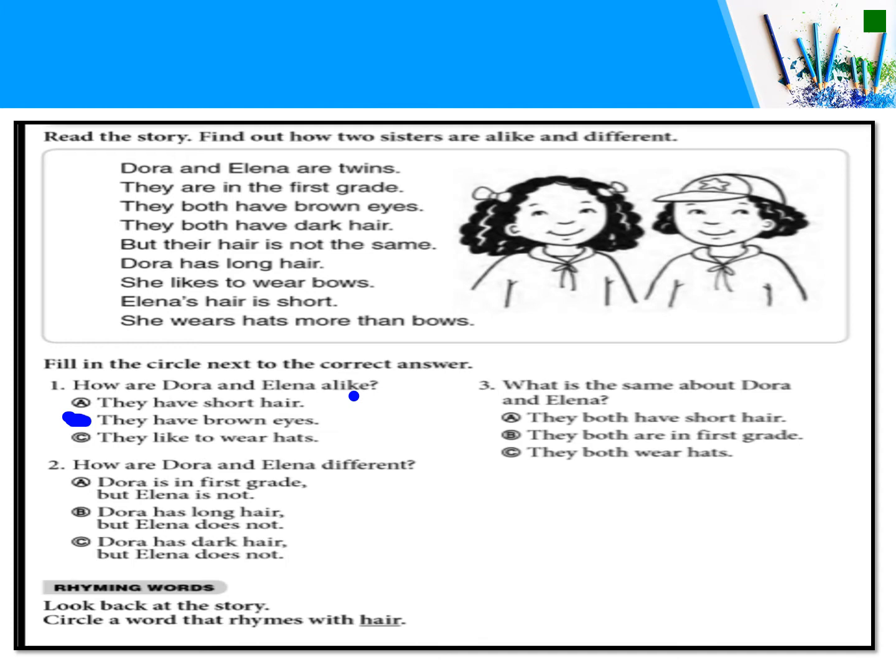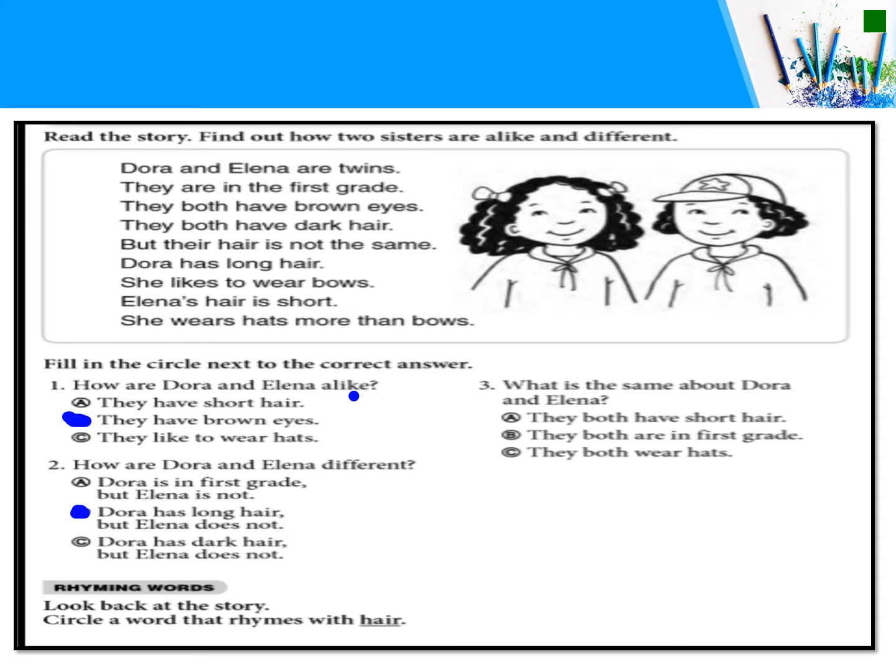Number 2. How are Dora and Elena different? Dora is in first grade, but Elena is not. Dora has long hair, but Elena does not. Dora has dark hair, but Elena does not. So, which is the correct statement which says that Dora and Elena are different? Dora has long hair, but Elena has short. So you can color this circle or underline.